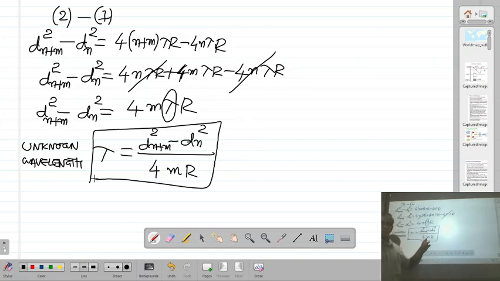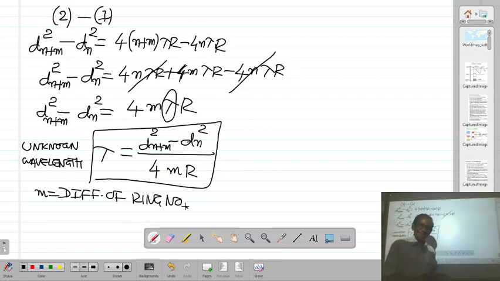And in 4mR, m is not the ring number. It is the difference of ring numbers. Suppose I am measuring the diameter of the 10th ring and the 15th ring. Then what is the difference of ring numbers? 15 minus 10, that is 5. And R is the radius of curvature, right?